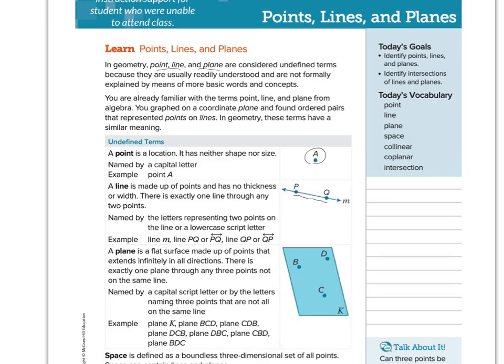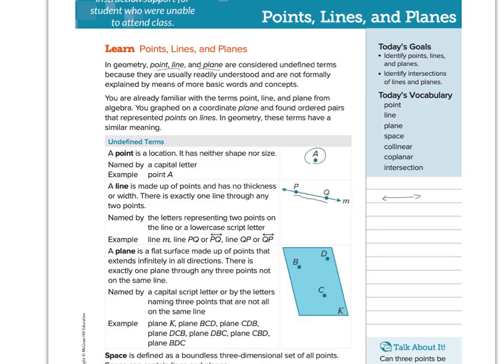A line is composed of 2 points, okay? And a line is made up of points and has no thickness or width. It is one-dimensional, going in some direction forward and back forever and ever. And then how do you represent that?